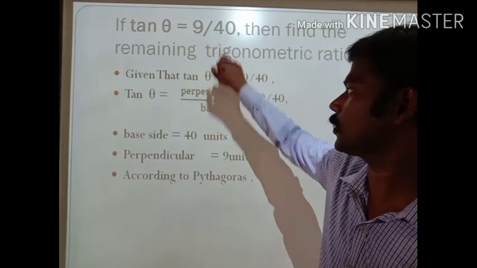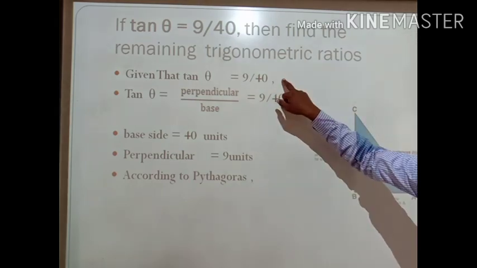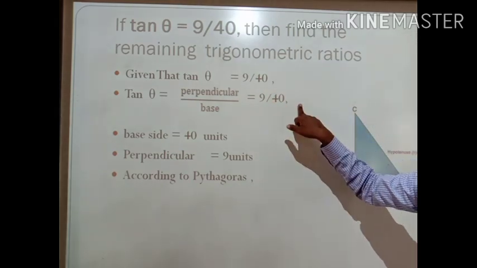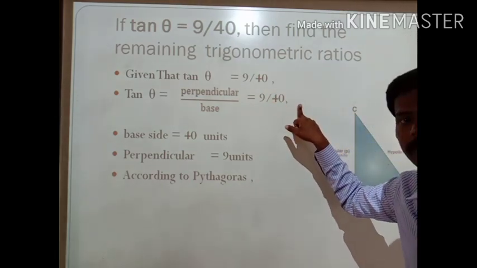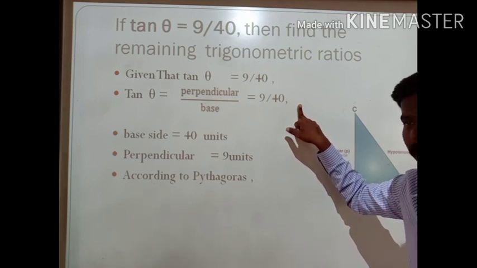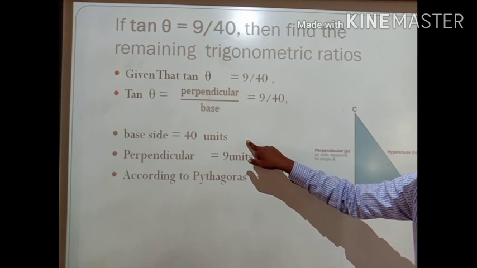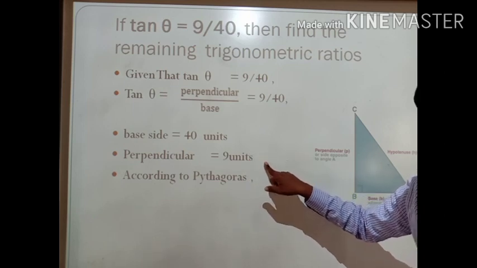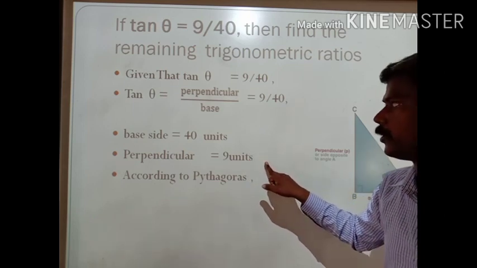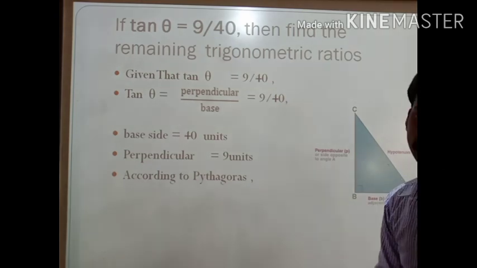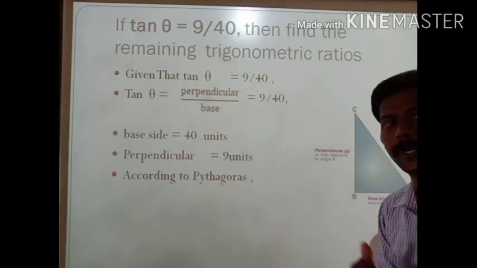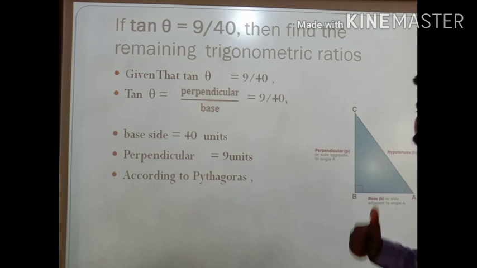So, what is given in the question? Tan theta is equal to 9 by 40. According to the definition, what is the tan theta definition? Perpendicular by base is equal to 9 by 40. Now, base side equals 40 units. Perpendicular equals 9 units. Which quantity don't we know? Hypotenuse. So, how to find the hypotenuse? By using the Pythagoras theorem.